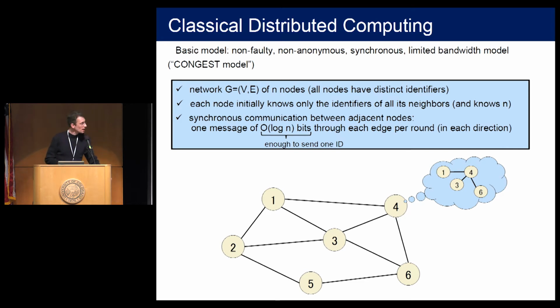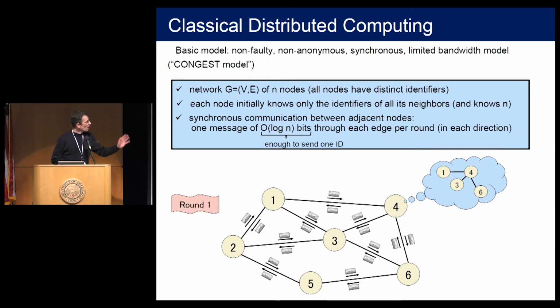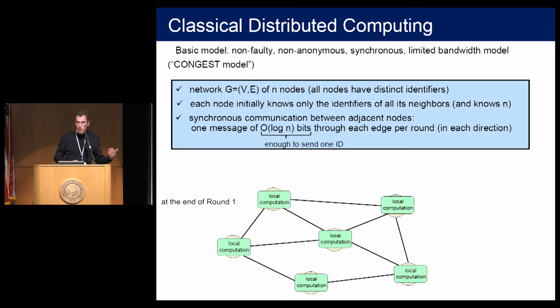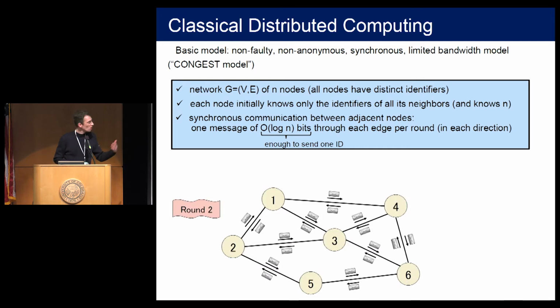Okay? So at each round, you can send one message in each direction of each edge, a short message, at most log n bits. Of course, all the messages may be distinct. There is no need to have the same contents in each message. And then, after the first round, all the nodes can perform some local computation. And then there is a second round where everybody again sends a short message.